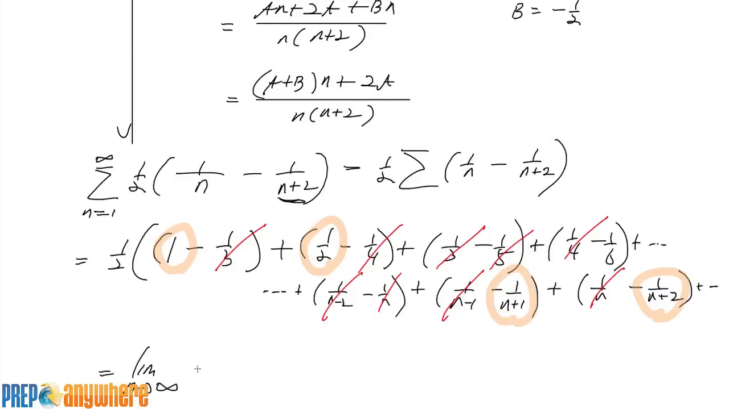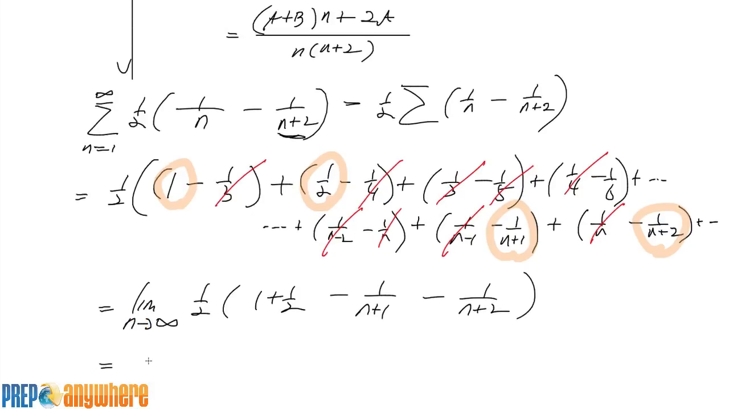Okay, so the answer to our question is going to equal this. As n approaches infinity, we have half of 1 plus half, or sorry, I should say minus, and another minus. But both of these are going to approach 0. So really what we have is a half of 3 over 2. So the sum is approaching 3 over 4.